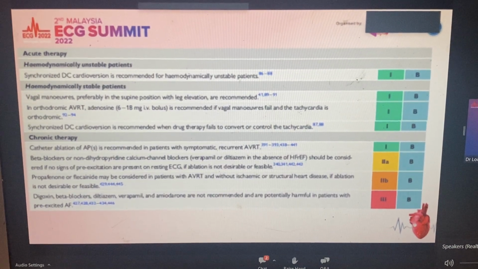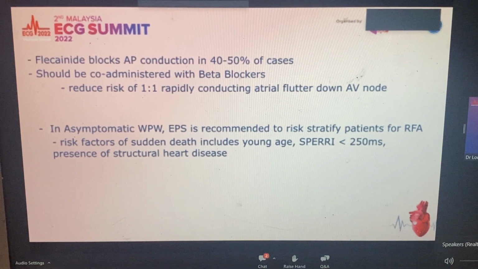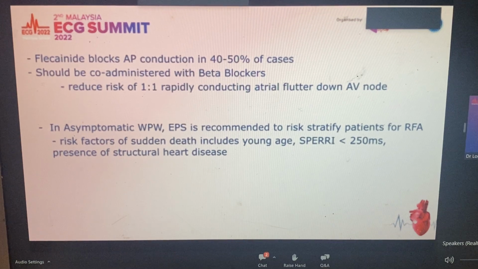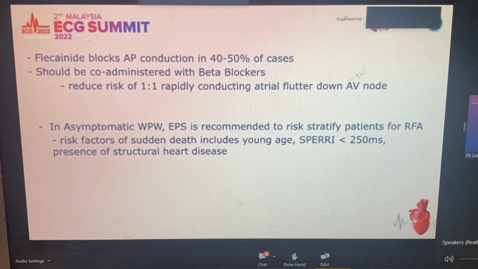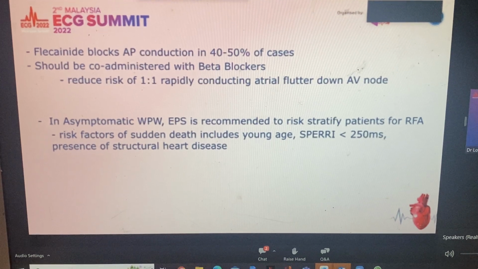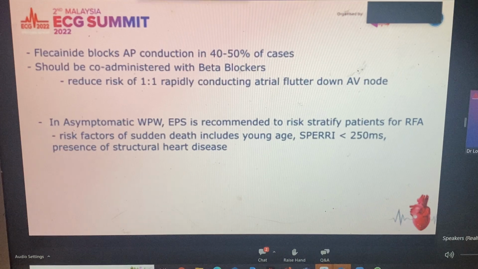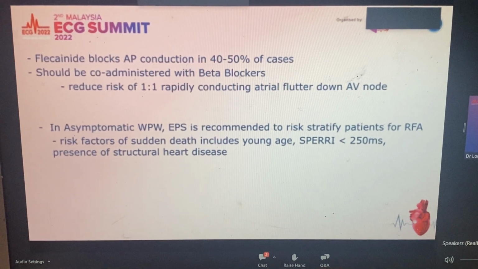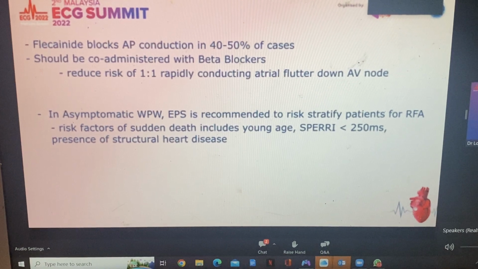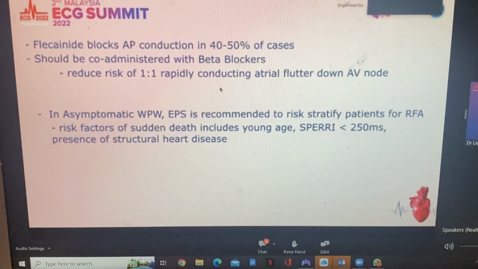So a bit on flecainide, if it's available in your center. From previous studies, we know that flecainide blocks the accessory pathway conduction in around 50% of the cases. So it's actually rather effective in half the patients that we prescribe flecainide to. However, it should be co-administered with beta blockers, as that reduces the risk of a one-to-one rapidly conducting atrial flutter down the AV node. So using flecainide alone without a beta blocker is not recommended.